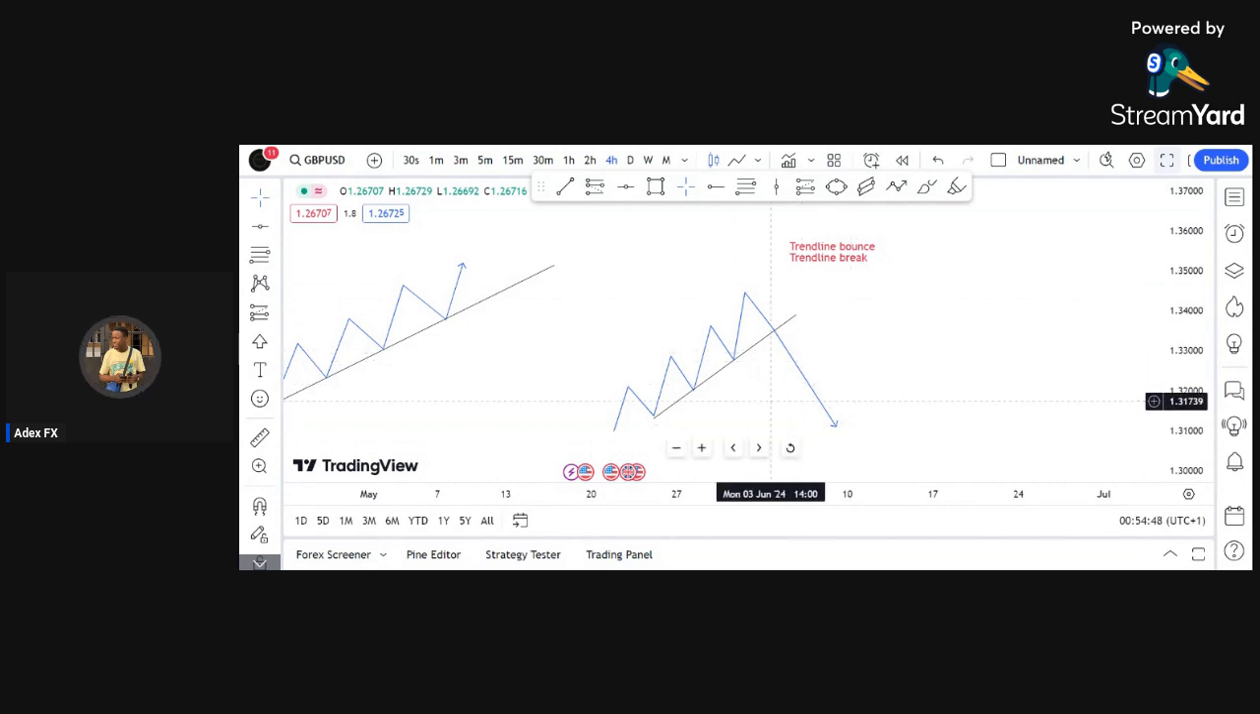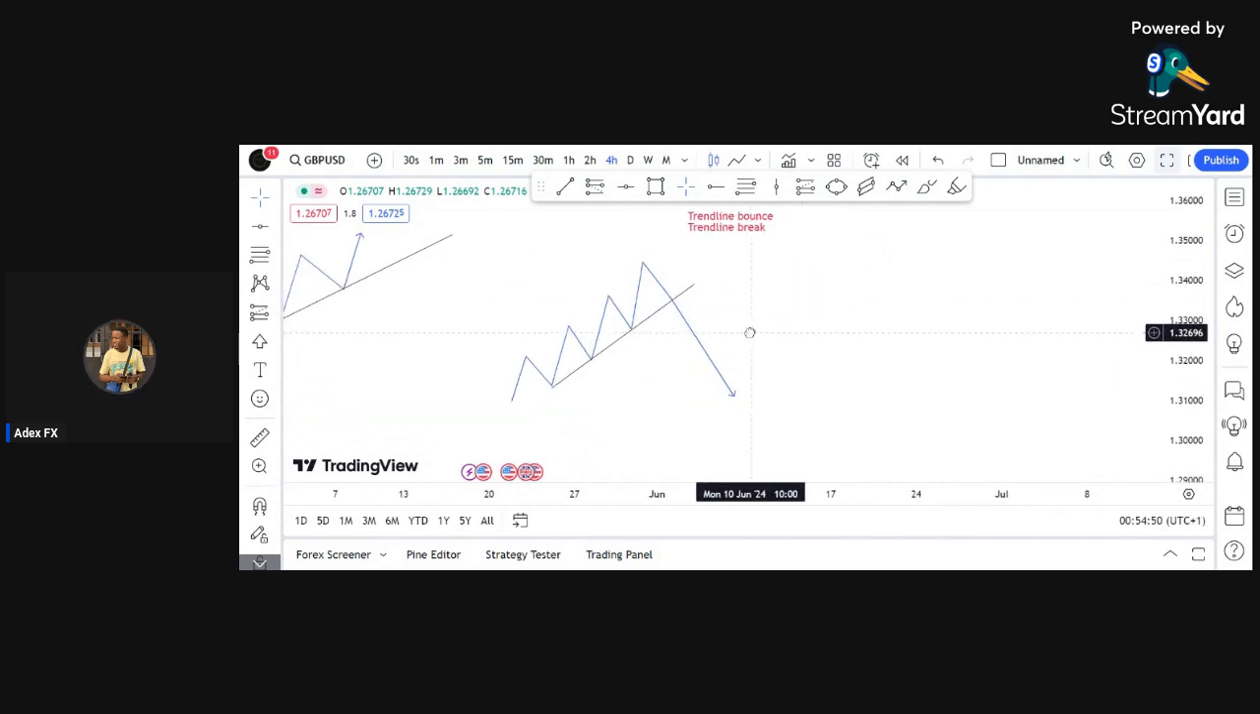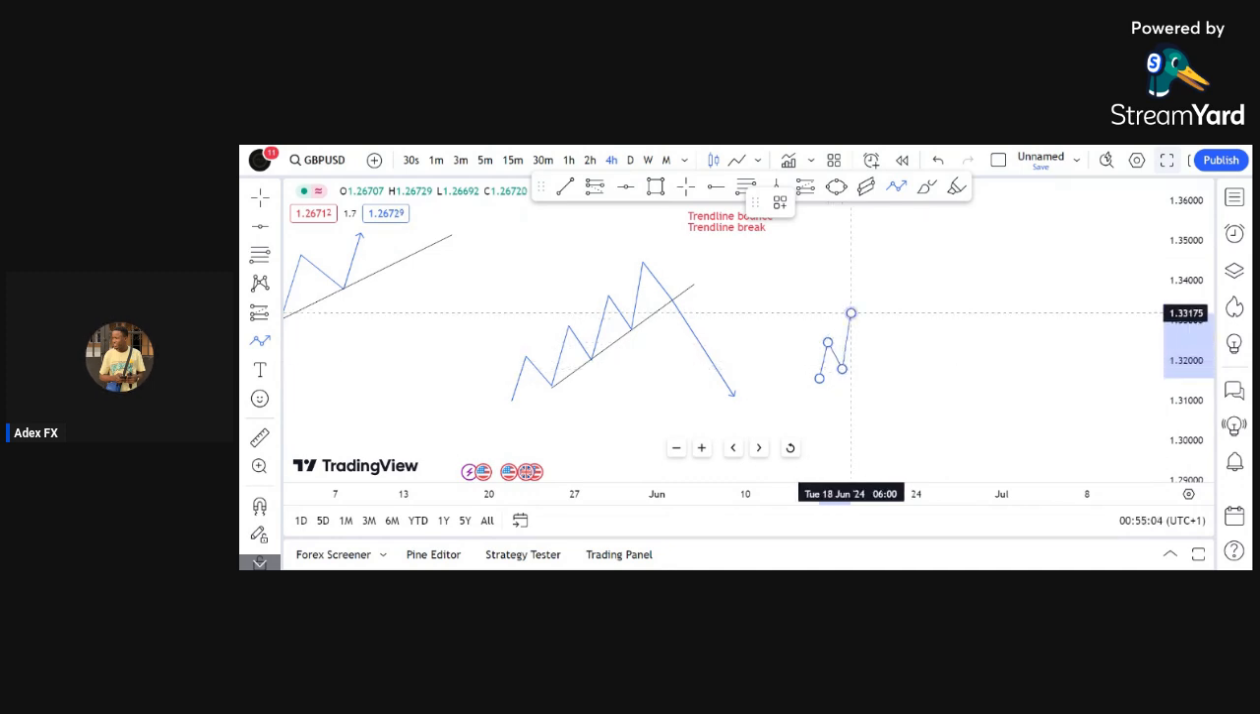So when we talk about the break and retest, this is what I mean by break and retest. Let me do this again. Okay, we are using it for the upside. This is moving to the upside.